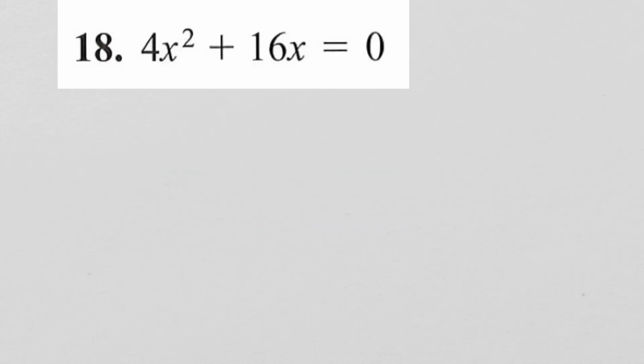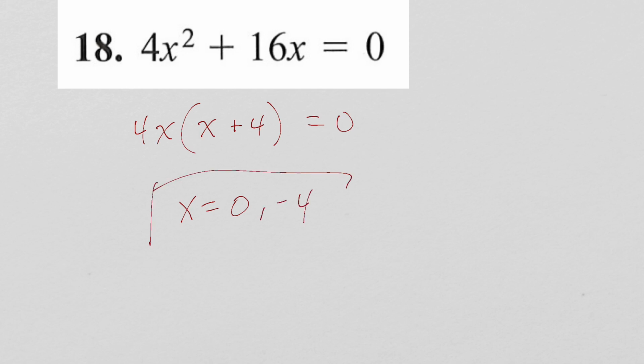Okay, again, our very first step in any factoring problem is to take a GCF out. These are both divisible by 4 and by x. So it leaves behind an x plus 4. Now, this 4 does not contribute to the solution, but this x does. This is going to give us an x is equal to 0, and this is going to give us negative 4 over 1. So those are the two solutions.